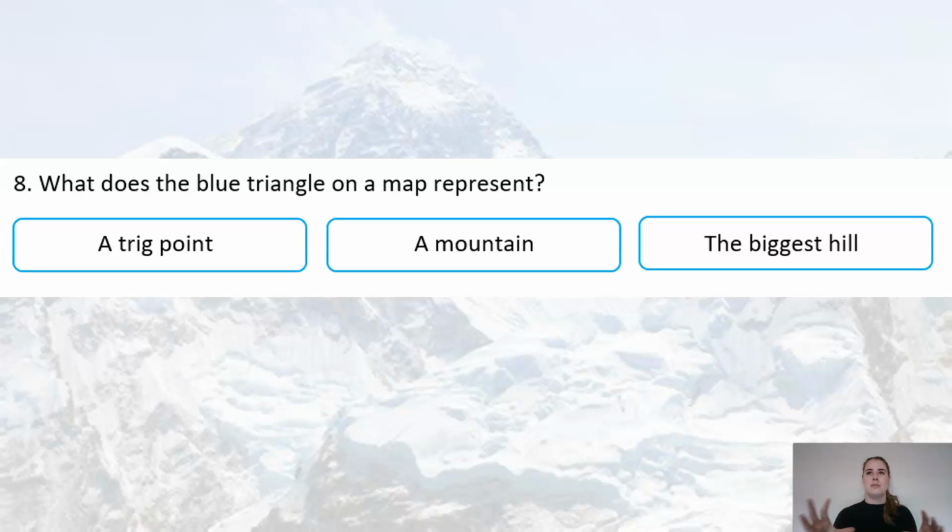We know that we've got maps on mountains, but then there'll be a little blue triangle on that mountain. What do you think that might be? We know it's not going to be a mountain, so it's either got to be the biggest hill or the trig point. Pause the video and have a go.